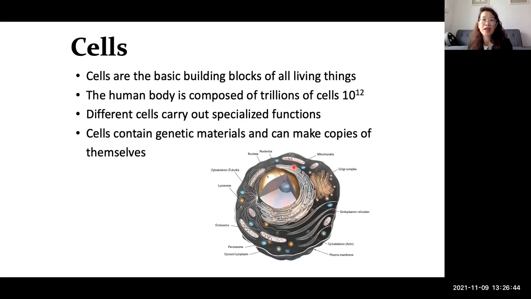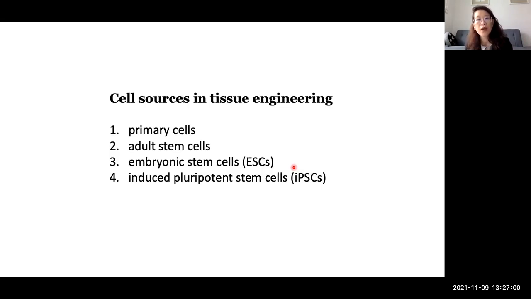Cell, everybody knows that it is the building block of living things. And we have so many cells in the body, including the brain cell, from top to toe. And they carry the genetic information of each individual. So there are 4 types of cells that have been used in tissue engineering: primary cells, adult stem cells, embryonic stem cells, and induced pluripotent stem cells. I will go one step at a time.